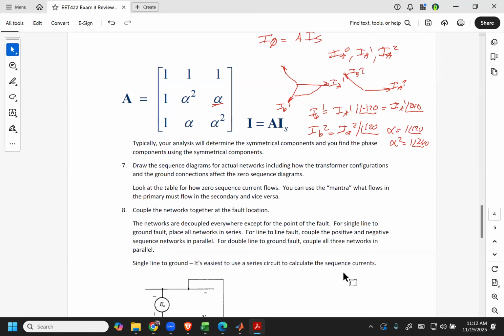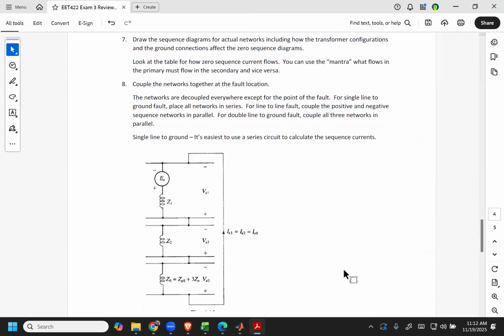And again, whenever we actually have a fault at a particular location, that's where we're going to connect those positive, negative, and zero sequence diagrams as necessary to make sure that we have current flow. And until we couple those networks together, we have no power flowing in negative or zero sequence because there's no connection there. There's no reason for the current to flow because we're talking a perfectly balanced system. So that moves us on to topic number 8, which is how do we couple the networks together?